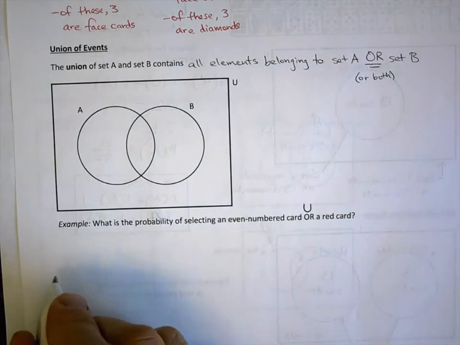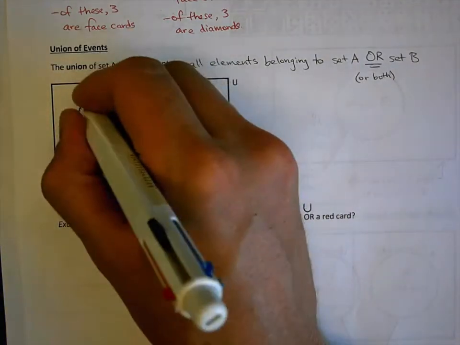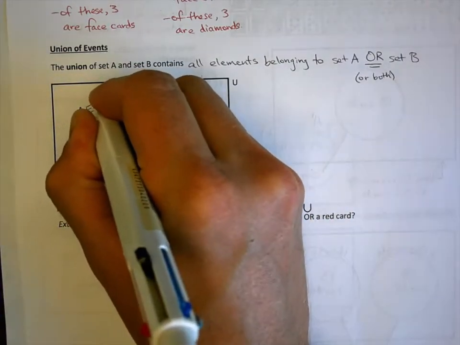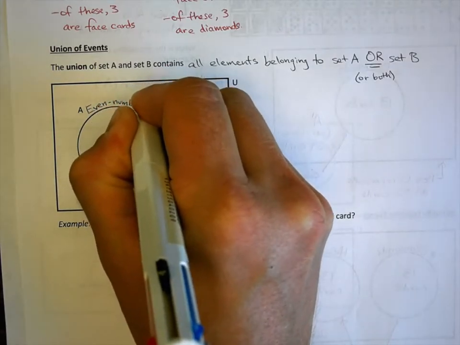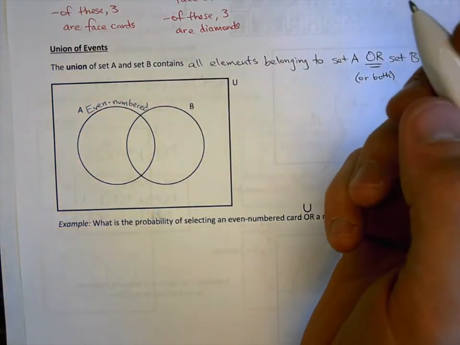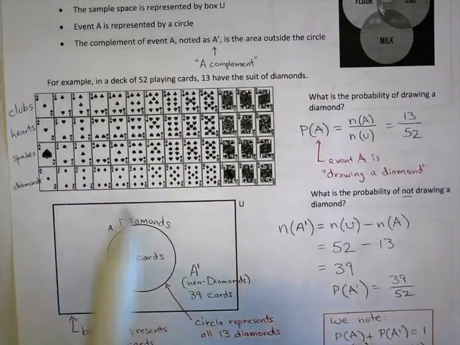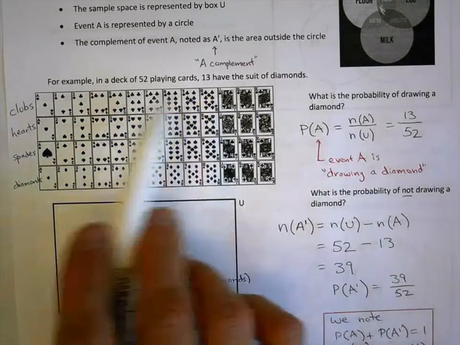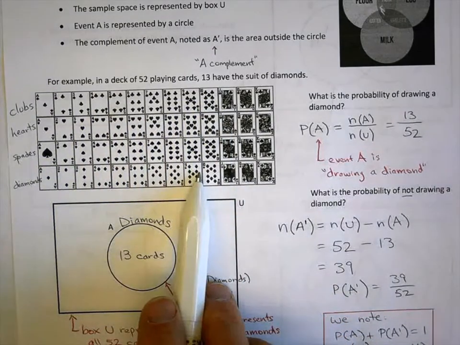So I'm going to draw it up here first. Let's talk about these two events. The first event is an even numbered card. How many cards are even numbered? Well, one, two, three, four, five, right? 2, 4, 6, 8, 10. There's 5, 10, 15, 20 cards that are even numbered.